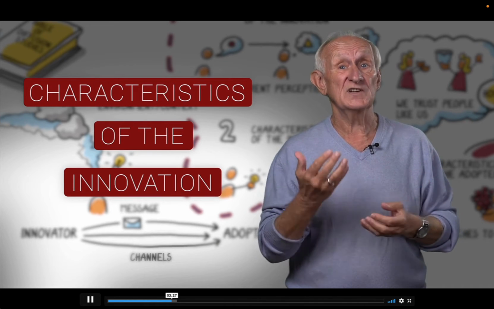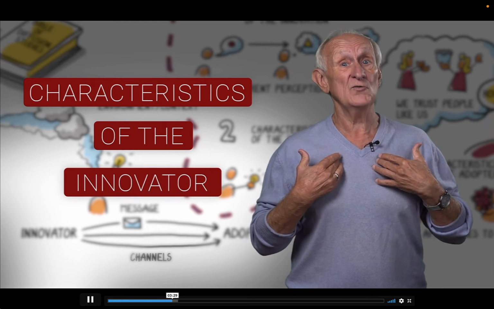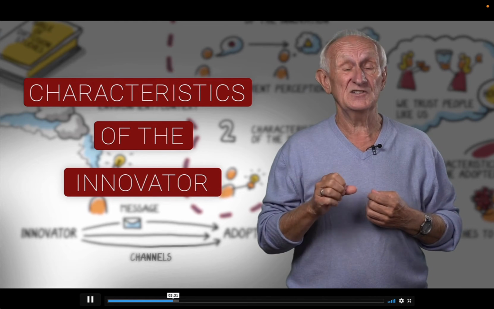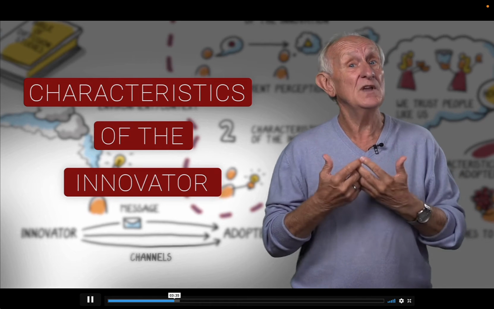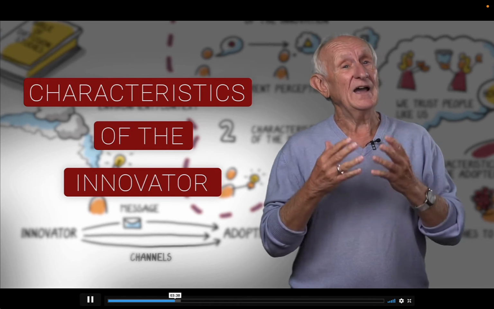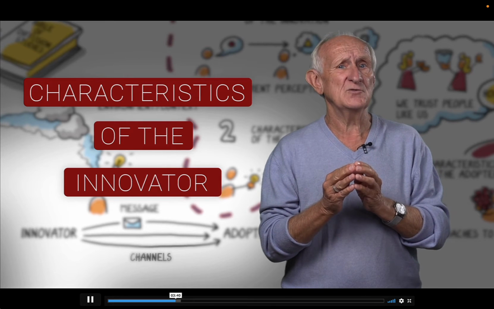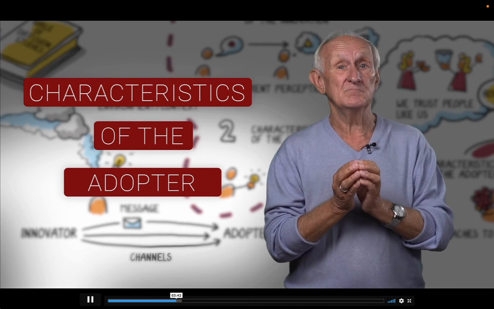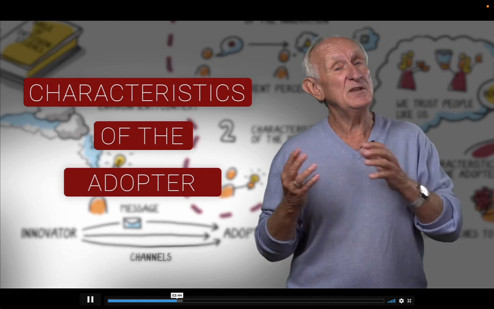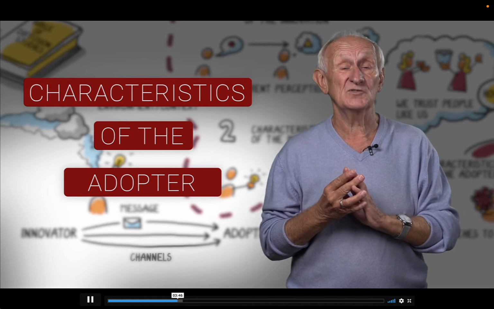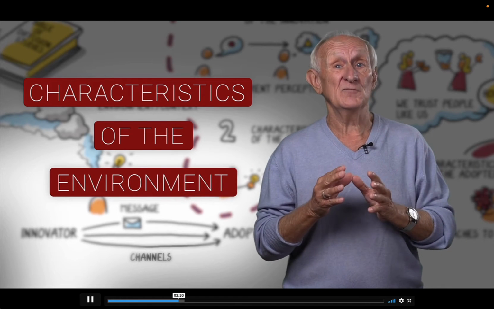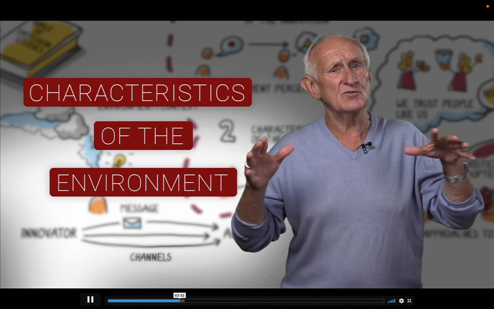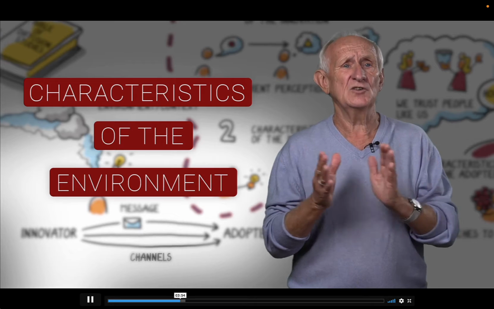So too, of course, are characteristics of the innovator, the one broadcasting the message. How you see me, and when I'm trying to introduce something new to you, is going to be important. And clearly, really important is for us to understand adopters, because we're not all the same. People differ in their approaches to adoption. And the last piece of Rogers' model was the environment. What sorts of things can promote or restrict adoption?